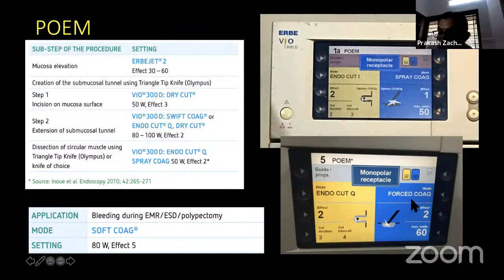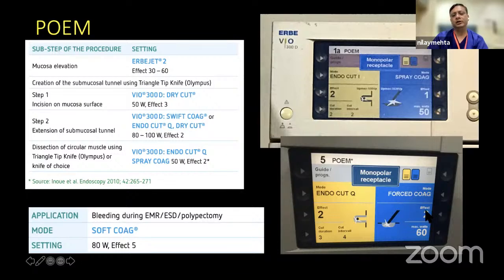So basically, Prakash, as you told us before that now you use force coag. So in force coag, we use effect 2, and maximum volts either 50 or 60, not more beyond 60. Usually I keep 50, and that is for submucosal tunneling. For incision, we use endocut Q 234 or 233. I believe that many people use spray coag, where the incision is again made either by endocut I or endocut Q.